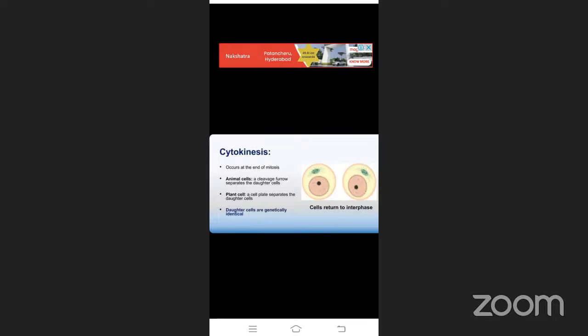So this is the mitosis process. Mitosis means the mother cell undergoes division to produce two equal cells, with the chromosome number also equal. So that is mitosis.